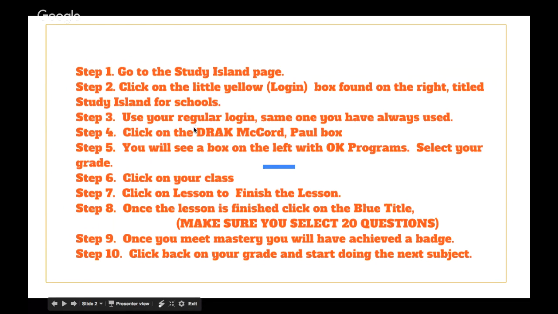Some important things to remember here: you've got to log into the Drake account. That's your principal and your teacher account. Also, make sure you're in the Oklahoma programs. I'm going to walk through each of these steps in a minute, so don't worry too much about it. After that, you're going to click on your class, finish the lesson. Make sure you select 20 questions from the little blue tiles. All this will be second nature to you in a minute.